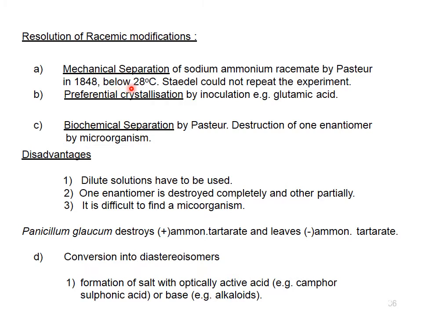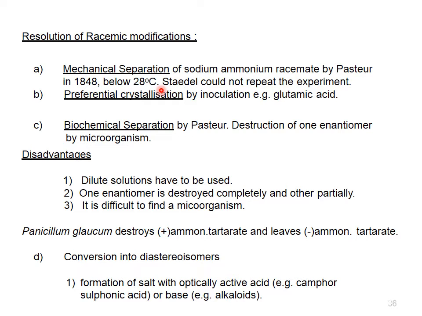Similarly, the second method, B, is preferential crystallization by inoculation. For example, glutamic acid can be easily resolved through preferential crystallization. This means that when we do something with the mixture, like adding some solvent, one enantiomer will crystallize out preferentially and the other will remain as it is. That is why this is called preferential crystallization, and an example is that glutamic acid can be resolved easily.